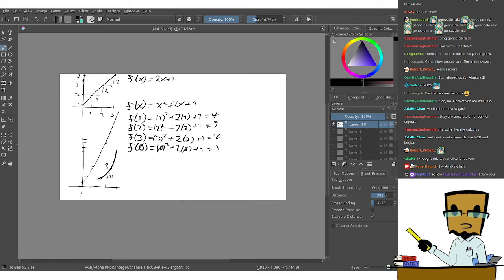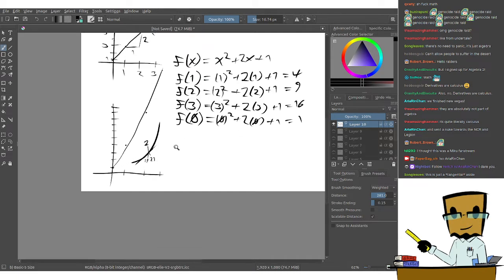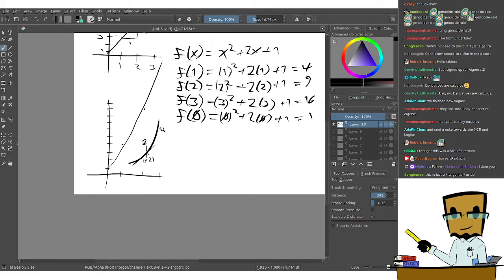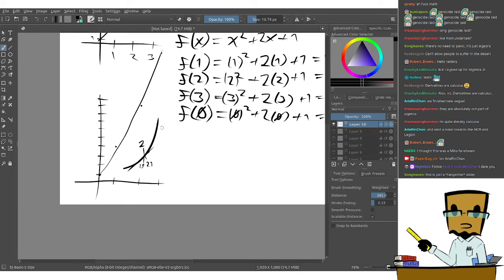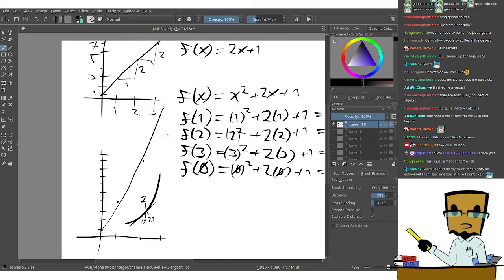It is quite literally calculus. Well, we can use our algebra in this. That was a Miku fan stream. Yes. The tangential aside. Okay, yeah, derivatives are 100% calculus. We're finding the slope. Yeah, math is fun.